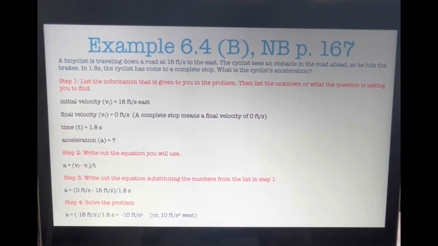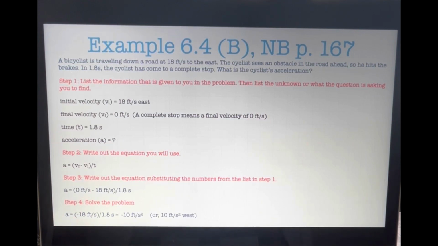Let's go on. A bicyclist is traveling down a road at 18 feet per second to the east. The cyclist sees an obstacle in the road ahead, so he hits the brakes. In 1.8 seconds, the cyclist has come to a complete stop. What is the cyclist's acceleration? All right, obviously, step 1, list the information that is given to you.